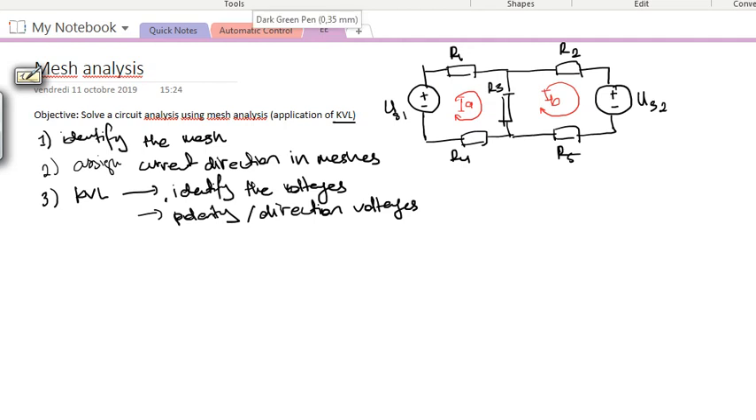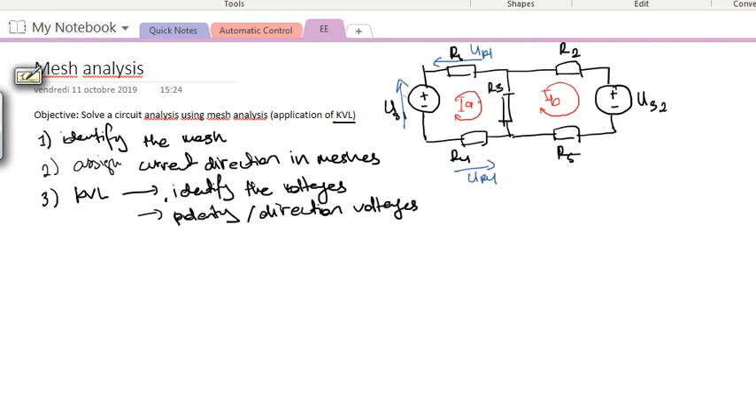I'll write with another color now, blue. In the first mesh, we have the first voltage, which is US1, and then you have the current that circulates in clockwise direction. For a load, the direction of the voltage is always opposed to the direction of current. So you have UR1 in this direction, and then if we go to R4, UR4 will be in this direction.